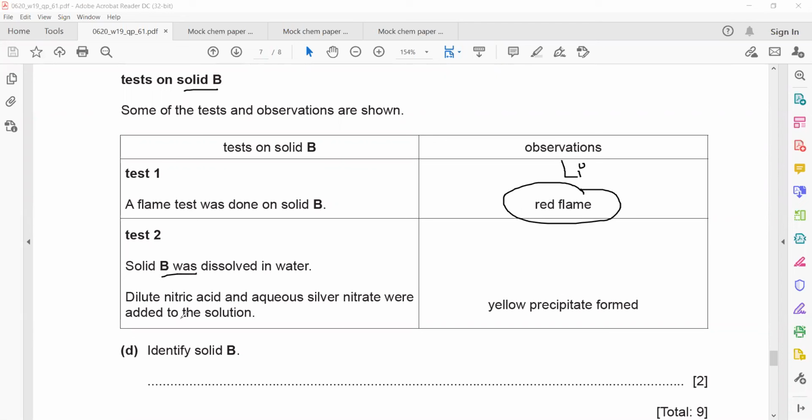Solid B was dissolved in water with dilute nitric acid and silver nitrate. This is a test for halide ions, chloride, bromide and iodide, and it is giving a yellow precipitate. So which ion is present? It is iodide ion that is present. So identify solid B. It is lithium iodide.